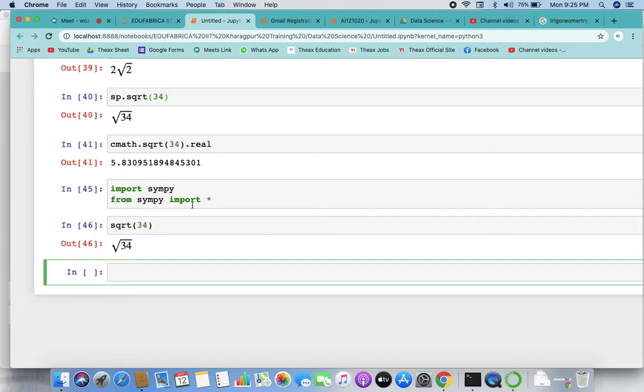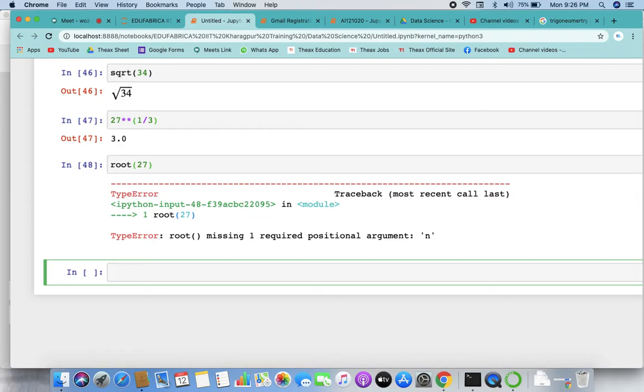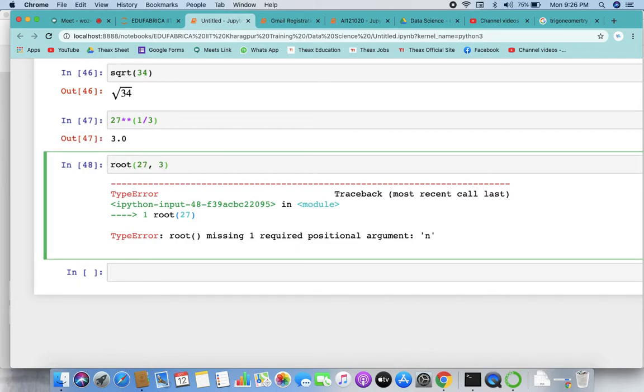Now, coming to the roots. If I say you have to find the cube root of 27, how will you find it? Double asterisk 1/3. That's it. In SymPy, you can write root of 27. If you only write root of 27, it will give an error that root is missing one required positional argument, that is n. What is n? N is the root number you want, the nth root. I want the cube root, that is 3. So n is 3. You have to give a comma and write 3. I want the cube root of 27.